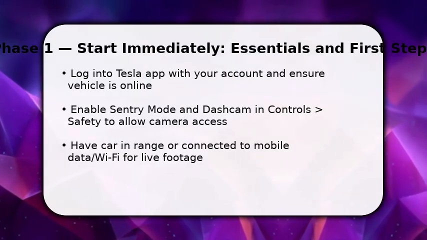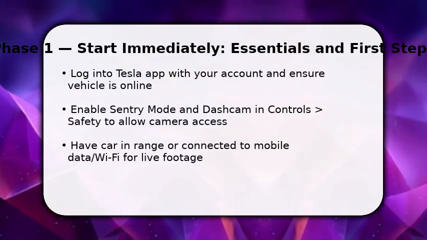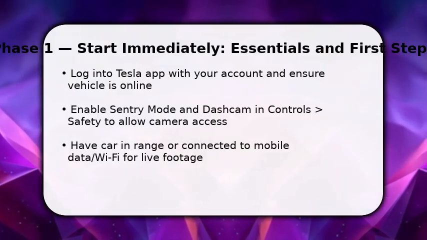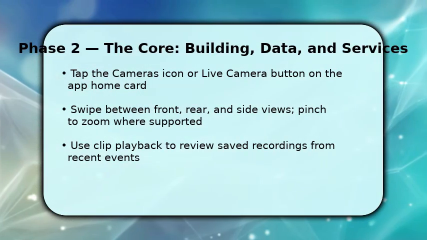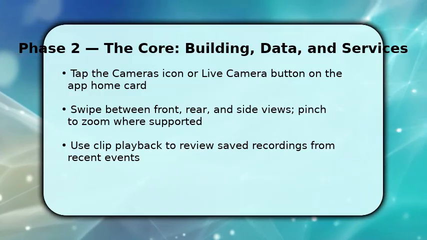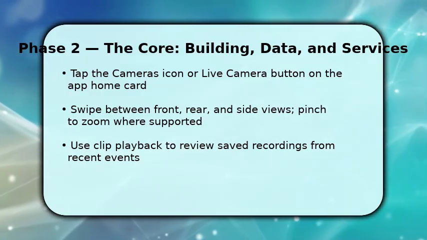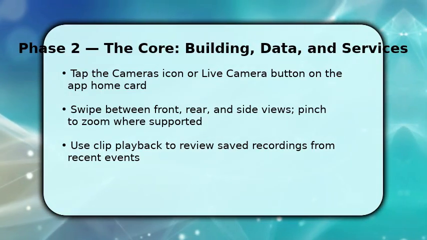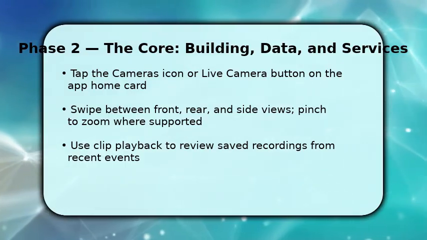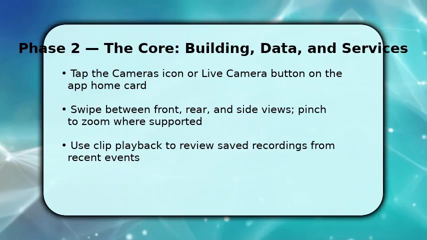Now tap the vehicle card to expand controls and get ready to access the camera icon. This begins the live camera viewing process. Once you tap the camera icon, the app connects and streams available views. You'll see front, rear, and side cameras. Swipe horizontally to switch. Use pinch gestures to zoom where the app supports it, and watch for a short buffering delay if signal is weak.